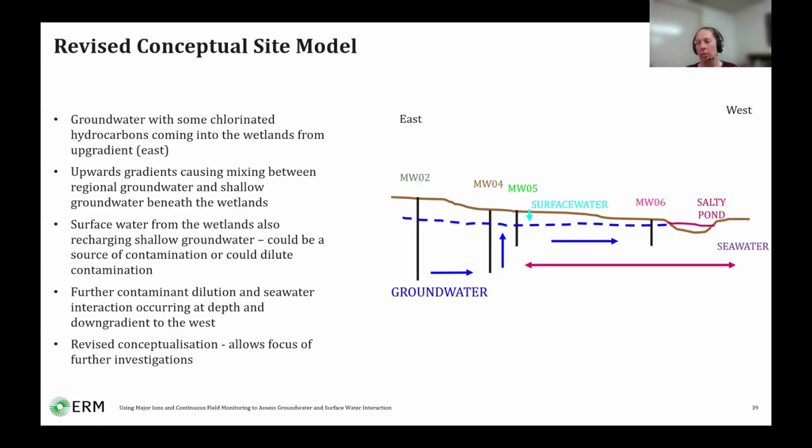And that's important because that could be either a source of contamination or it could be acting to dilute the contamination. And then further contaminant dilution and seawater interaction is occurring at depth down gradient to the west due to tidal interactions in both the surface water and the groundwater. So overall, the outcome was that groundwater from the site was not discharging to surface water at the nested bores, but is discharging to shallow groundwater. And why does all this matter? This has really allowed focus of further investigations and risk assessment in this area.